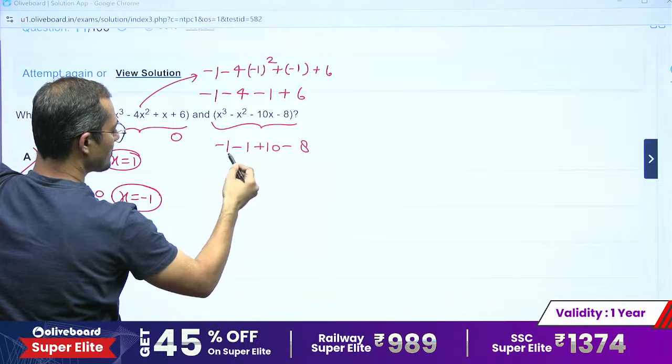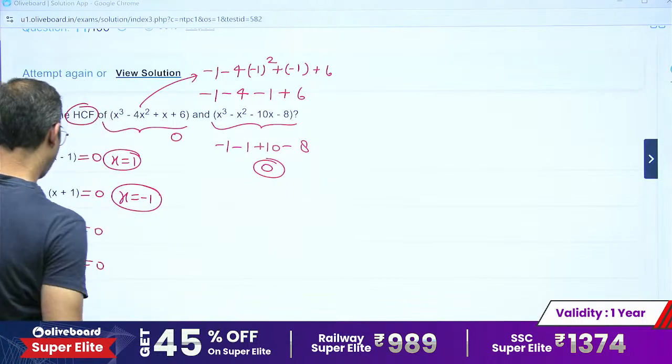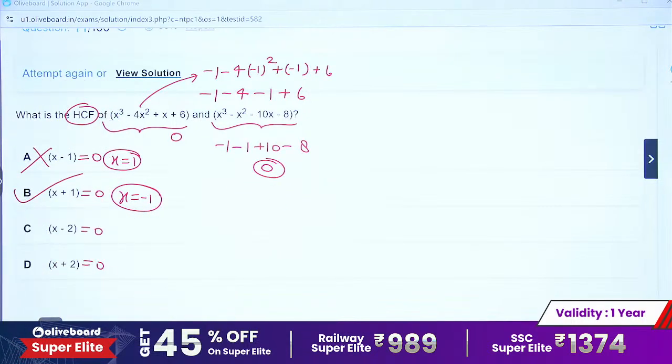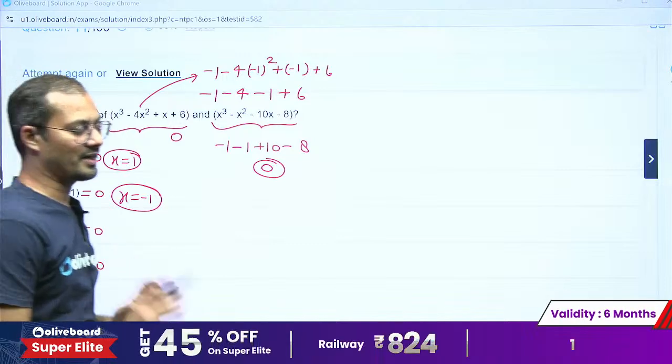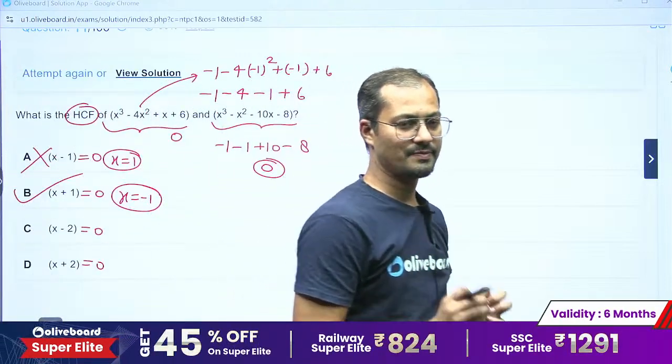So minus 8, so here we also get 0. So we can say that B part is the right answer. So x plus 1 is the factor, right? X plus 1 is the factor.